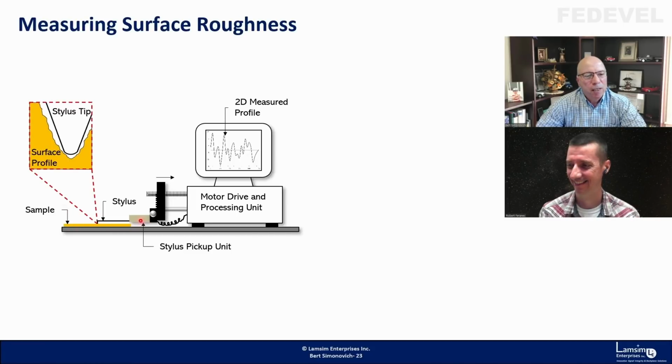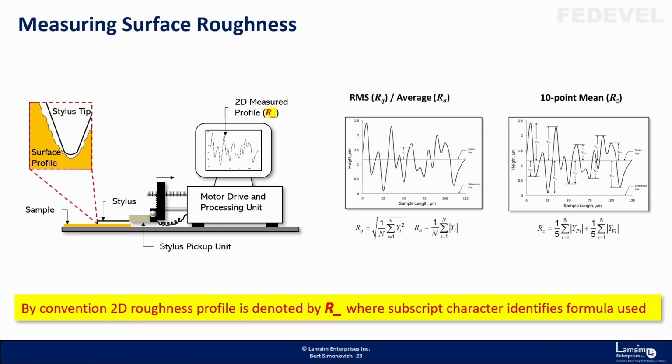And what they do is they have the sample, and they just drag a stylus, just like your record player had a stylus to play back the recording. There's a stylus tip that gets dragged along the surface, and as it gets dragged along, the profile of that surface gets recorded. So it's a two-dimensional roughness profile that they measure.